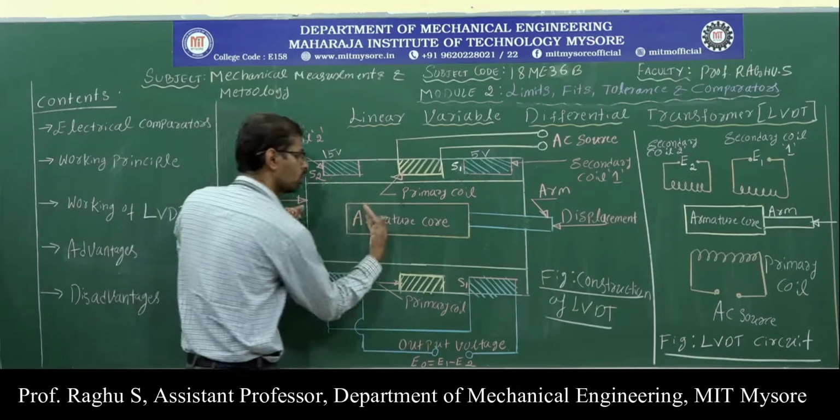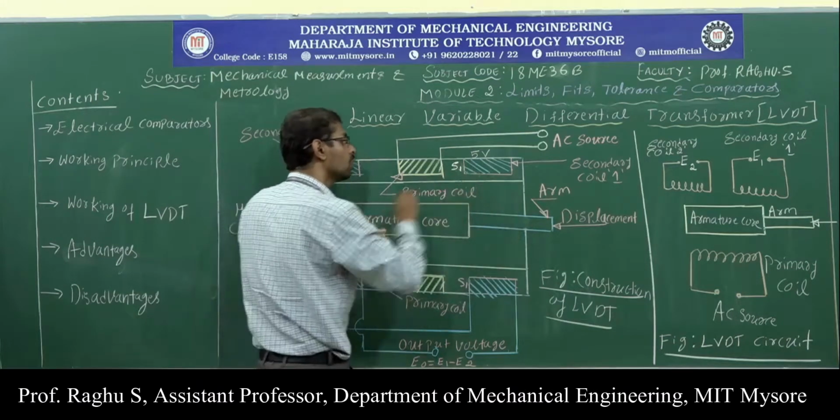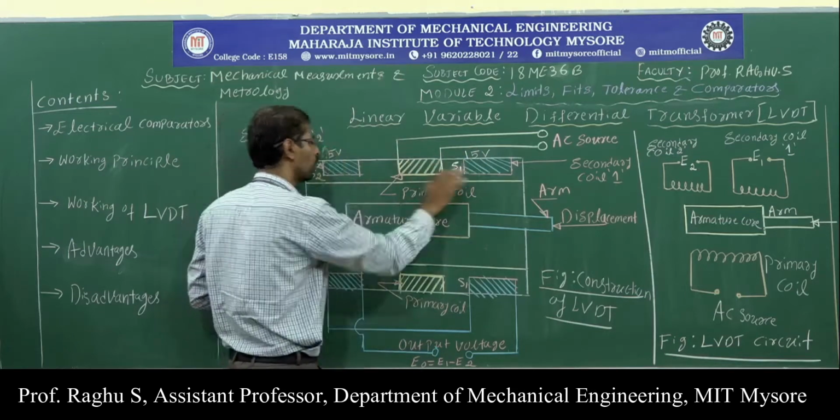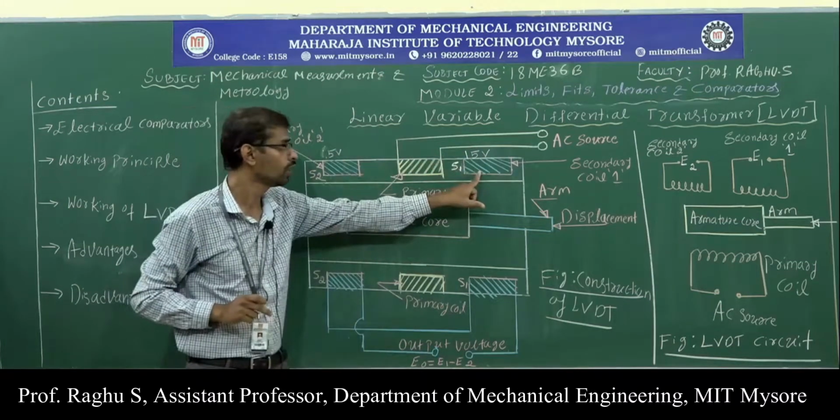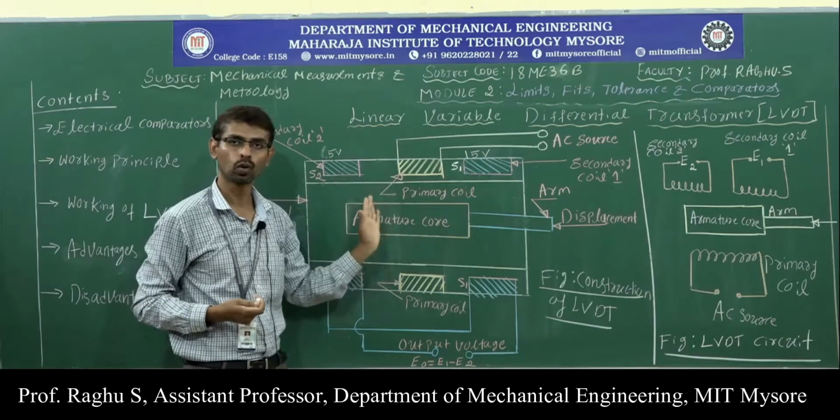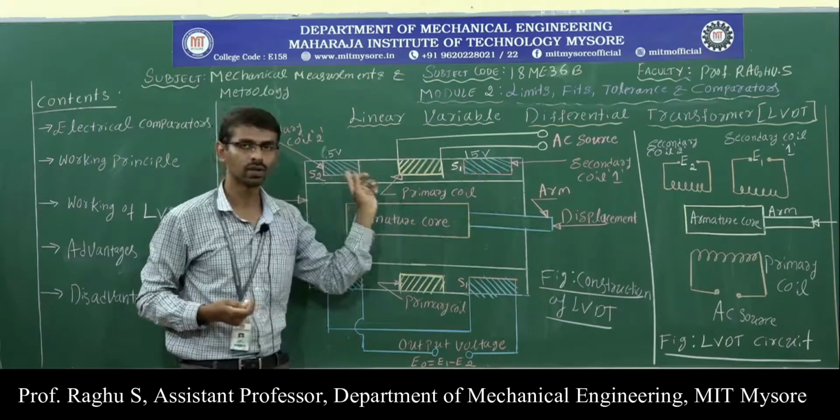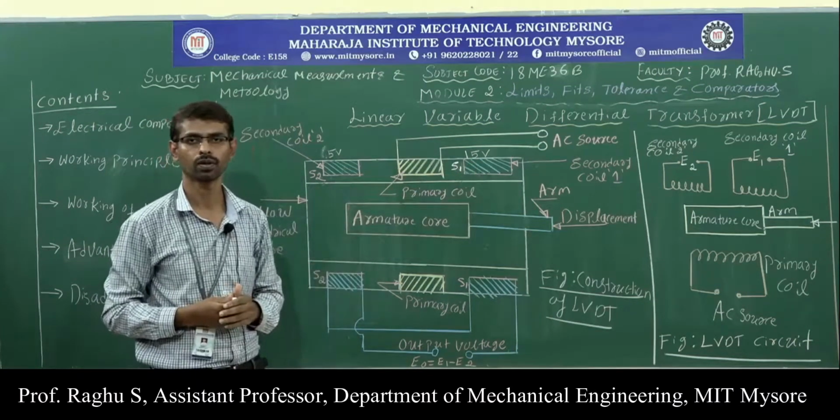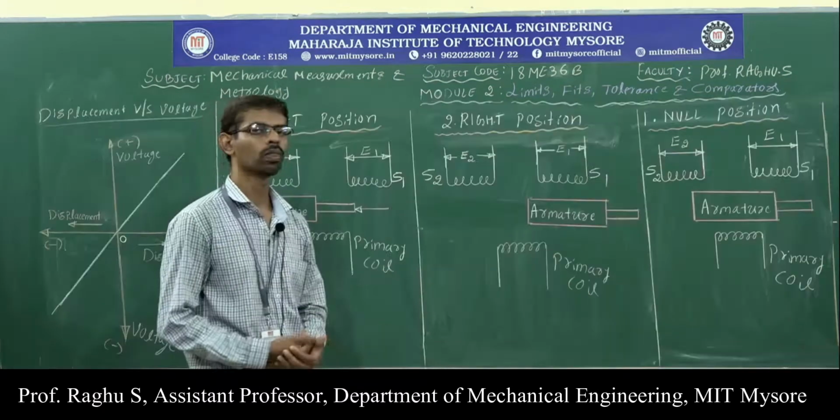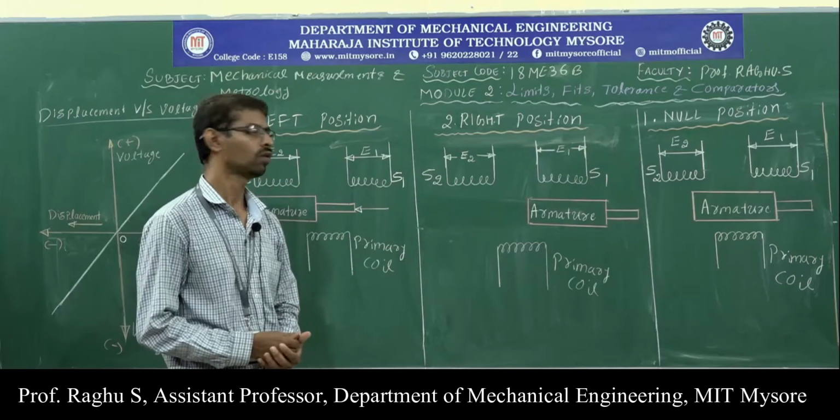Suppose the core moves towards the right side. Then more voltage is induced in S1 compared to S2, that is 15 volts in S1 compared to S2. Then what is the output voltage? Output voltage will again be the difference, E1 minus E2. So this is the working of LVDT. In this diagram we can understand the working of LVDT.